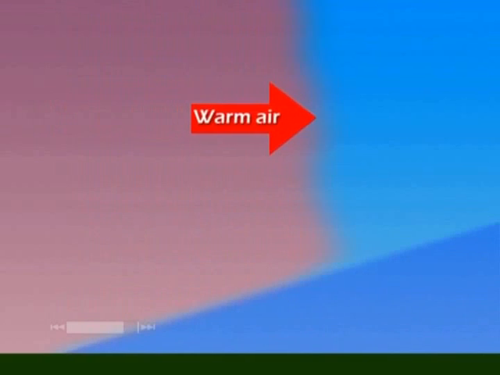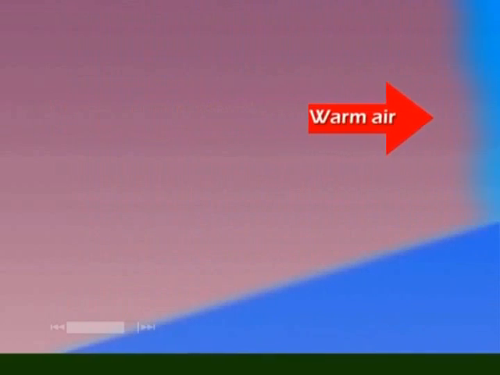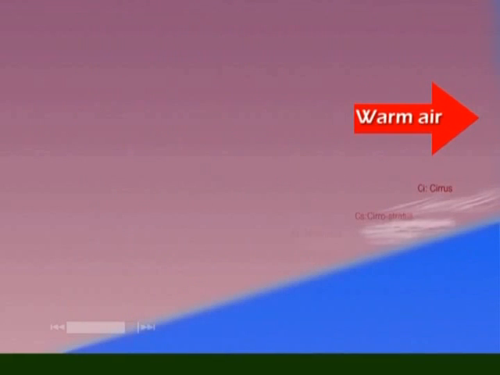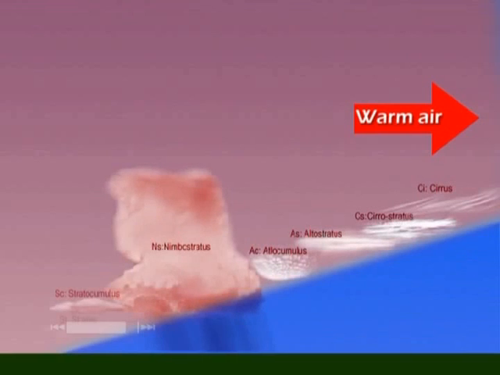The arrival of a warm front is first noticeable by the formation of clouds at very high altitudes, such as cirrus or cirrostratus. Then, as the warm front advances, rain clouds will begin to form at lower altitudes.